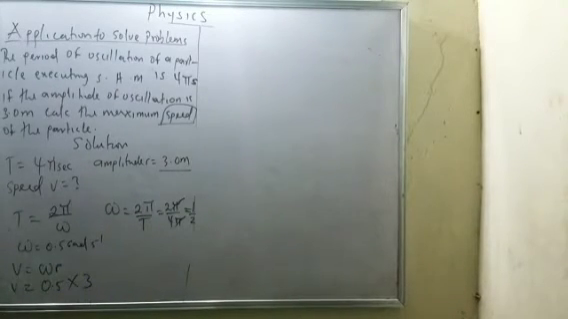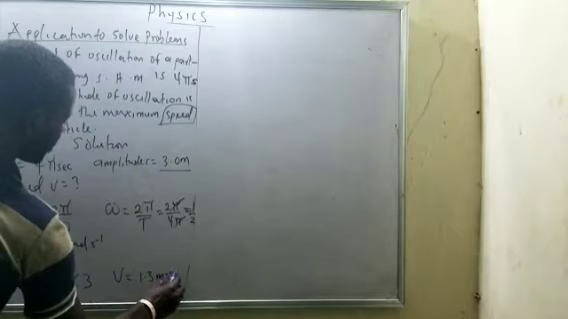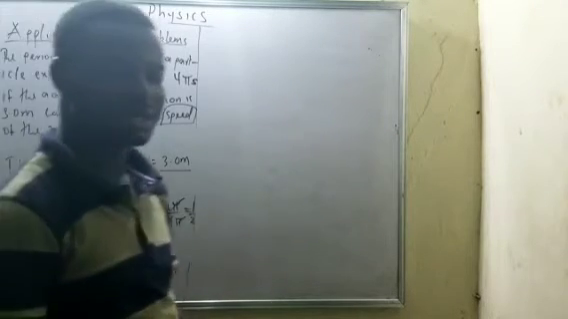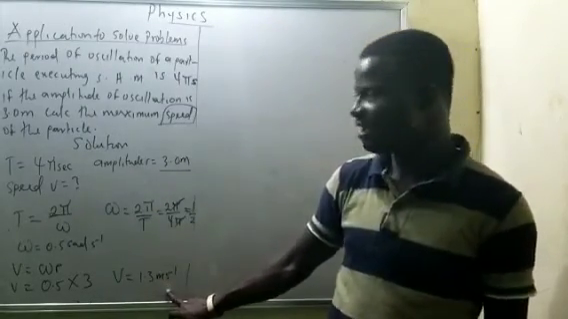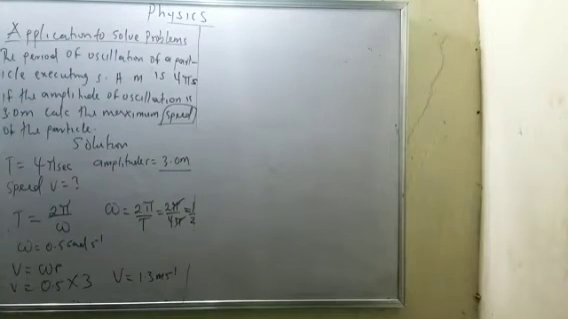It means I will be having something like this. Calculator will be of help. My v will be equal to 1.3 meter per second. I beg of you, anytime you are doing any exam, make sure you put your SI unit. It's very, very important. That is all I need to do.